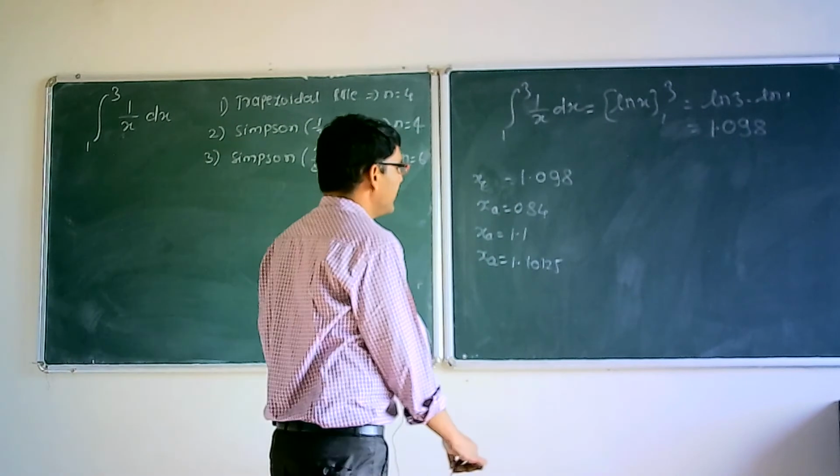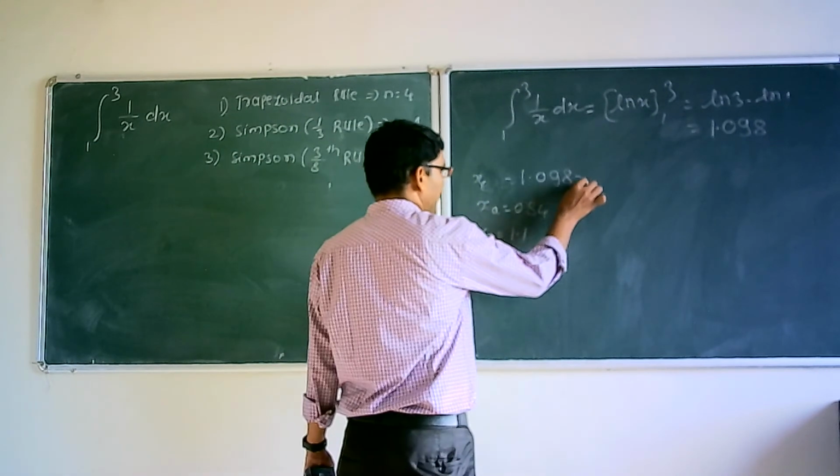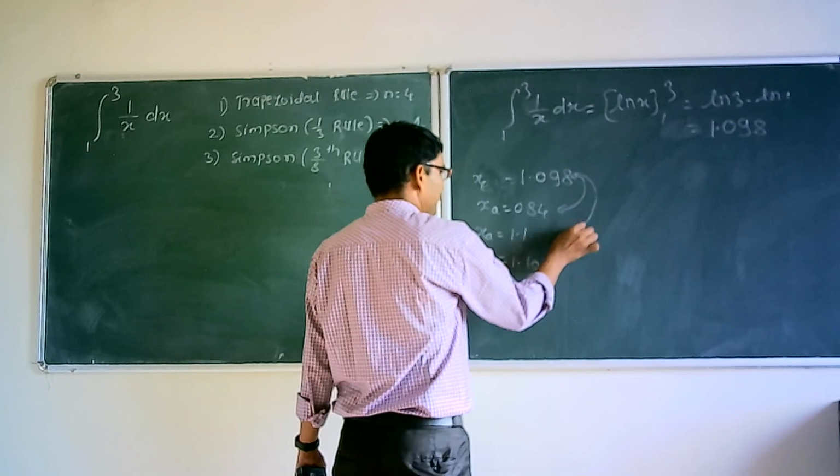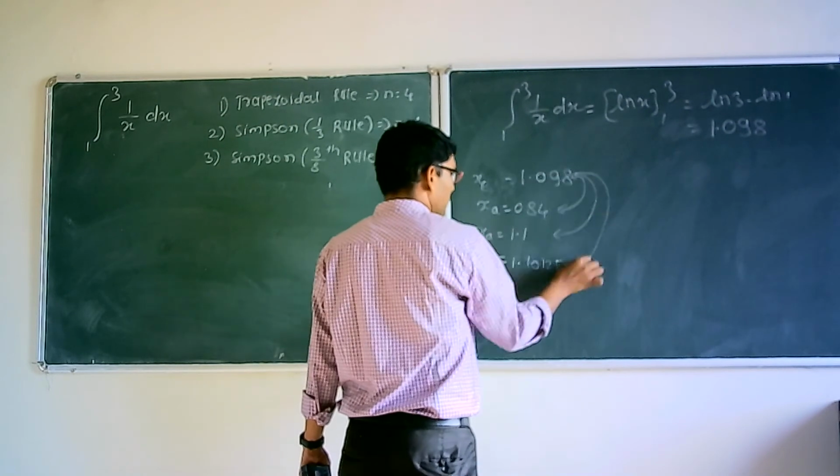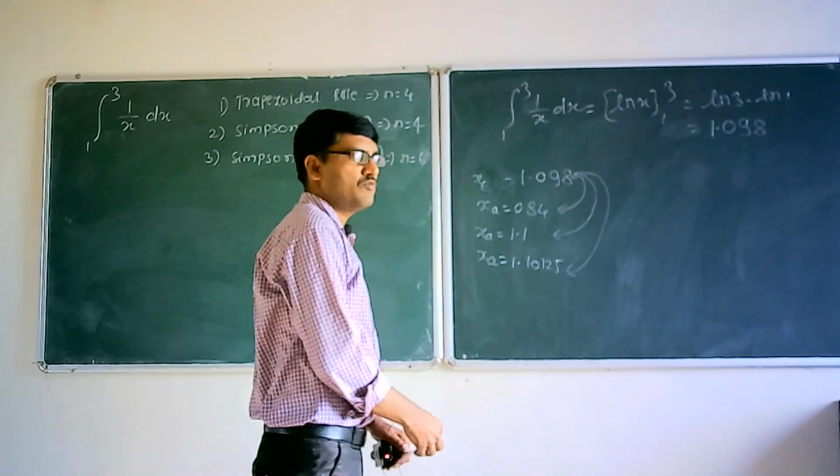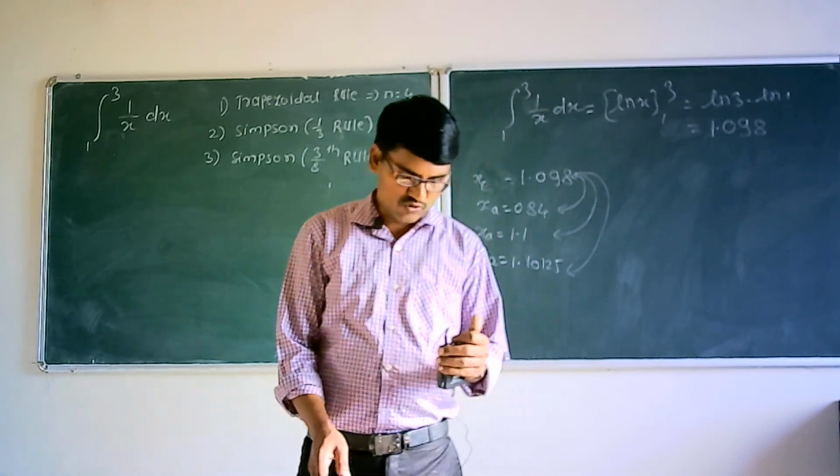So if you find the error, first find the absolute difference of the exact and approximate terms, and that will give you the error. So I want to stop here for today.